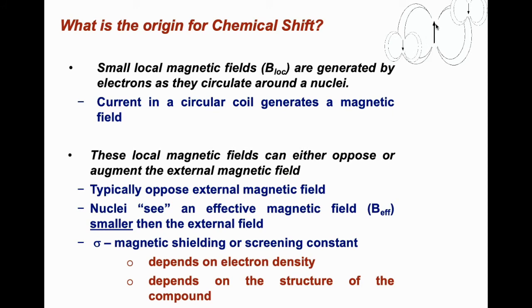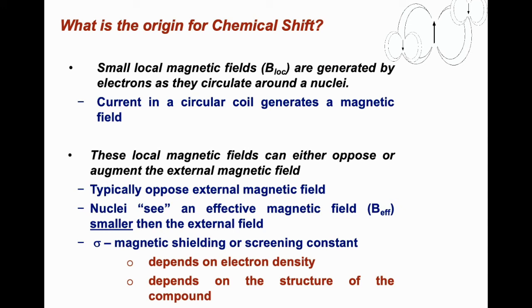So normally, even though you are keeping a particular nucleus at 1.4 Tesla or 2 Tesla or 3 Tesla, it doesn't experience exactly that particular magnetic field. Why? Because there is a tiny magnetic field which is opposing. So the nucleus doesn't experience the total magnetic field as we have applied. This is what I call shielding.